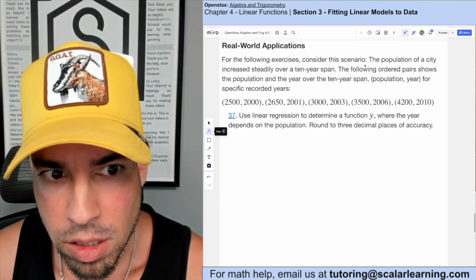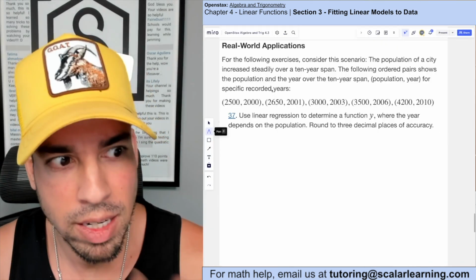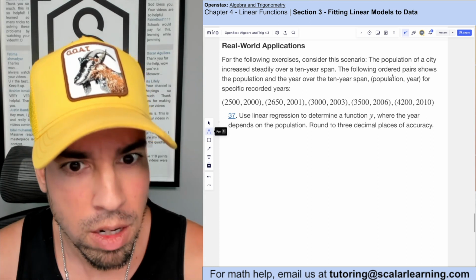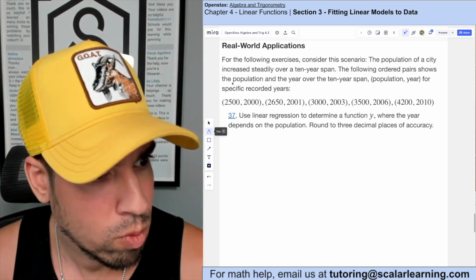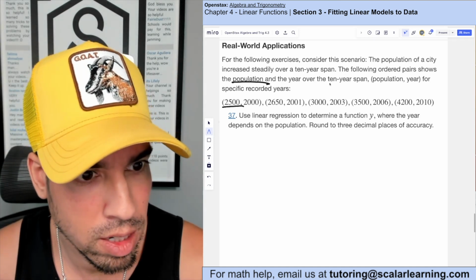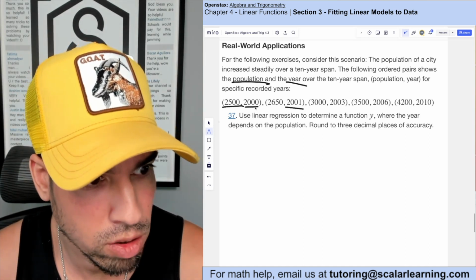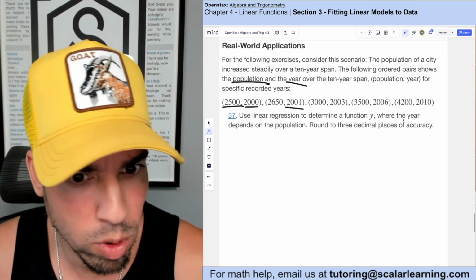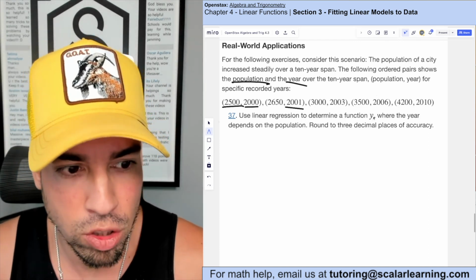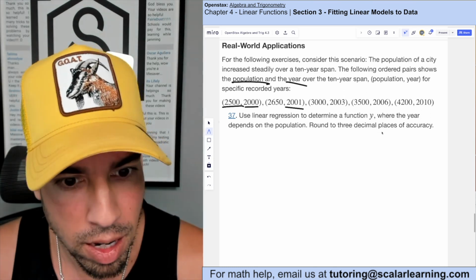For the following exercises, consider this scenario. The population of a city increased steadily over a 10-year span. These ordered pairs are population and the year, right? So first is population, and then the year is the second value, 2000, 2001, etc. Then it says use linear regression to determine a function y where the year depends on the population. So y represents the year, and let's do this.